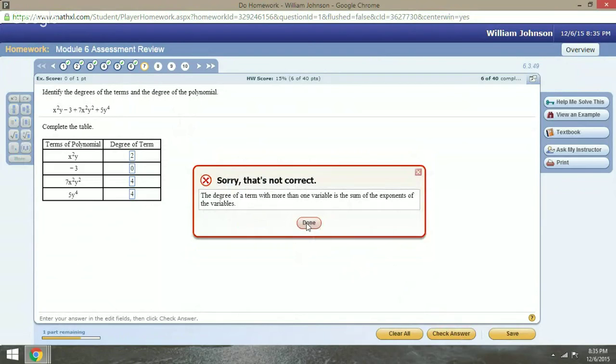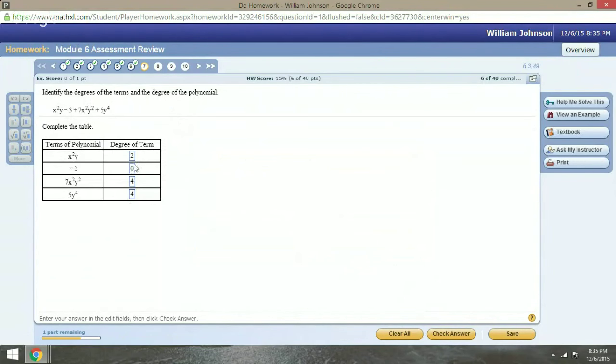The term with more than one variable is the sum of the exponents of the variables. Yes, and that's exactly. Oh, sorry, I made a mistake. It was degree 3, not degree 2. Top one is degree 3. I made a minor arithmetic error. There we go. And before you click X, I'd like to show people why. The reason this works is that the sum of the exponents of the variables is what gives it the degree. Just as a heads up.